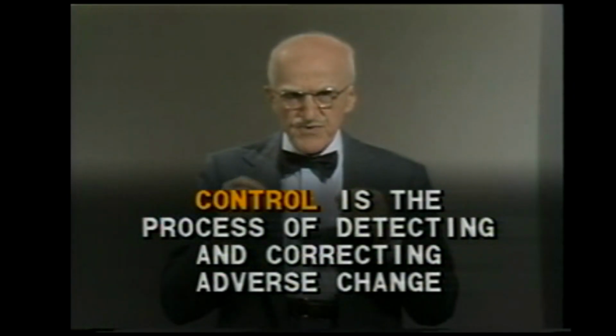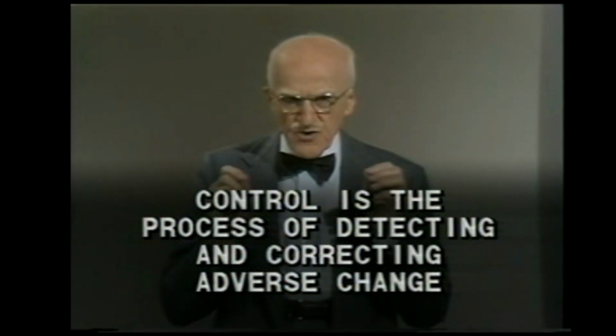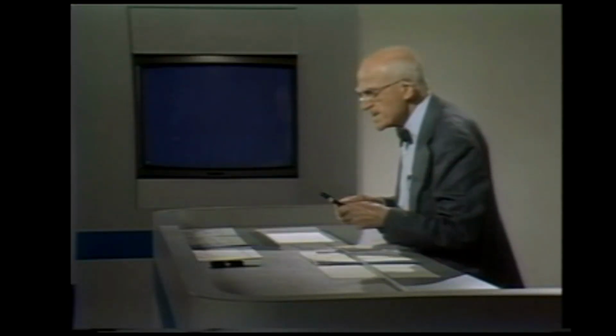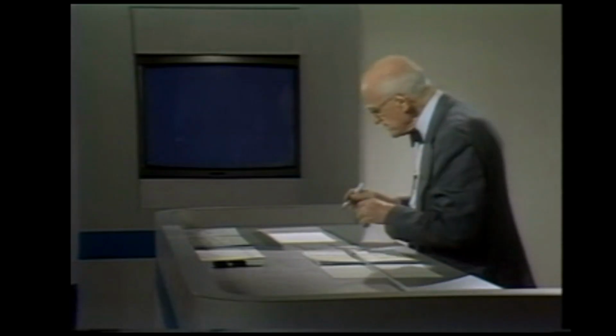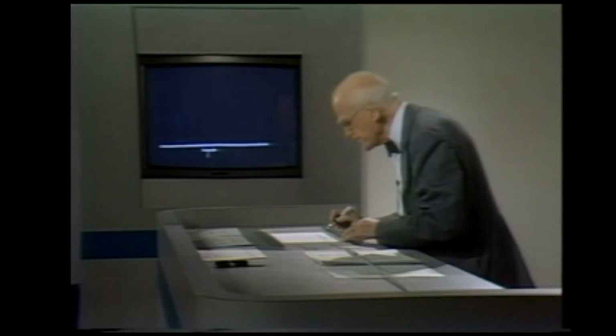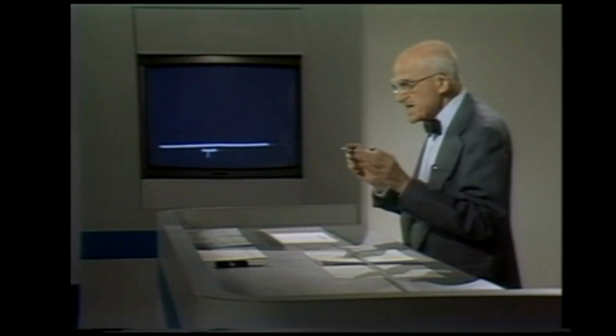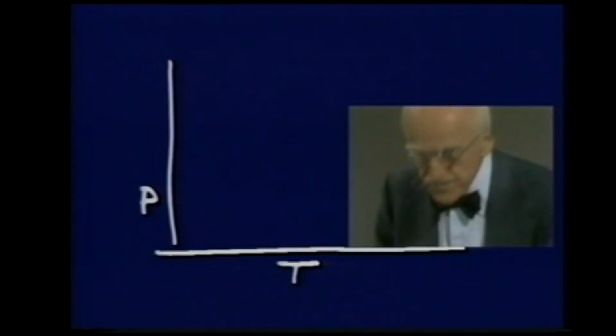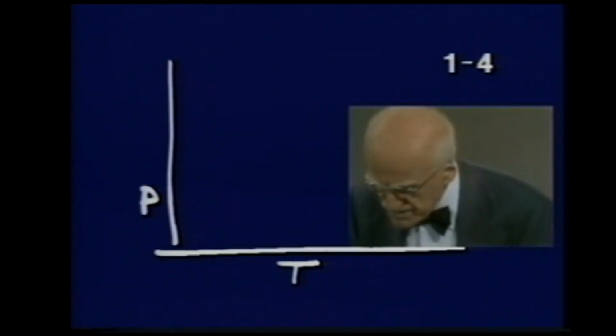First, let us define what we mean by control. Control is the process of detecting and correcting adverse change. Let's explain this by a graph. The horizontal scale is time. The vertical scale is performance. Anything that goes up is bad.